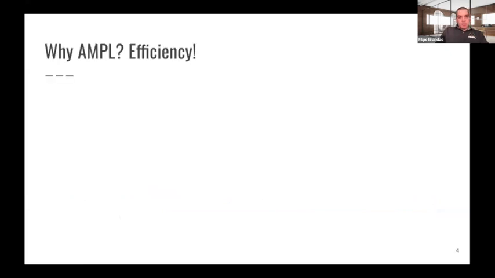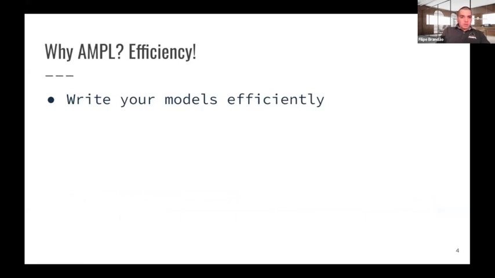In one word, I will say efficiency. Because it allows you to write models efficiently. You can just express your problem there. It is fast. You don't need to worry about writing your code in a different way to make it more efficient. In most of the cases, you can just express it naturally.